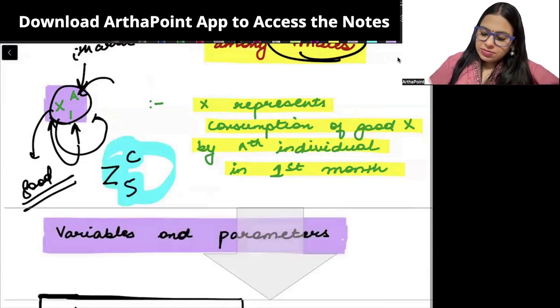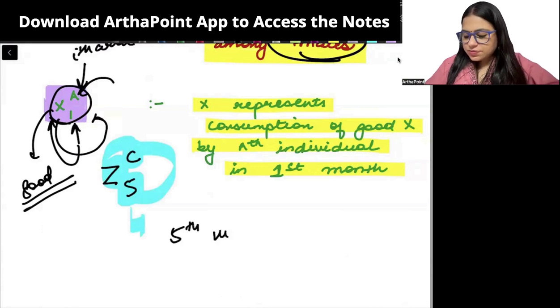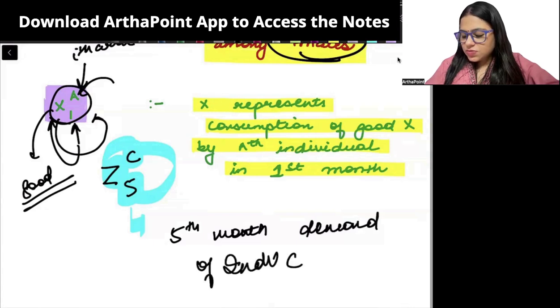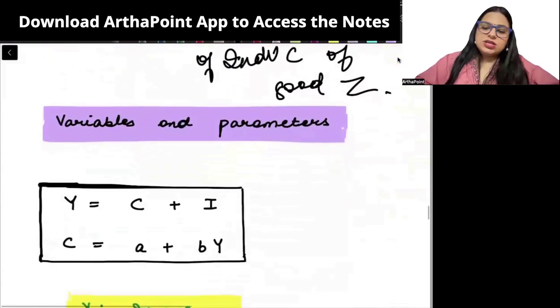So this will go ahead and mean that in the fifth month, demand of individual C of good Z. Is this clear? ठीक है.